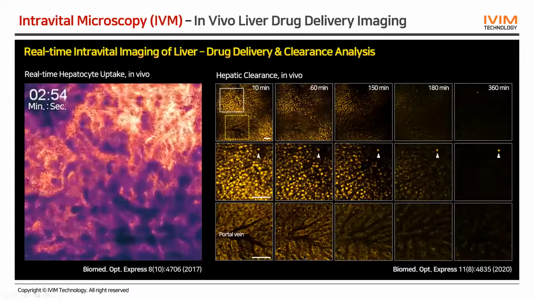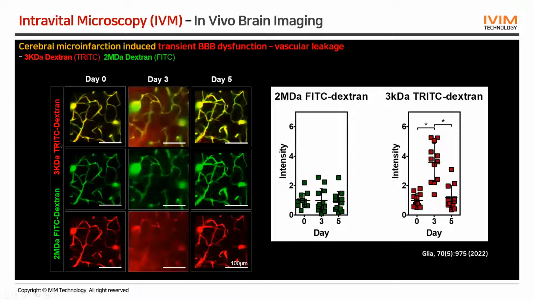Also, this IntraVital microscopy can be used to check the functional integrity of the BBB, the blood-brain barrier. In this example, the red color is dextran with a very small size, only 3,000 Dalton. And this green is another dextran with a much larger size, 2 million Dalton. You can see in the normal state, even this 3 kilodalton dextran cannot penetrate the BBB.